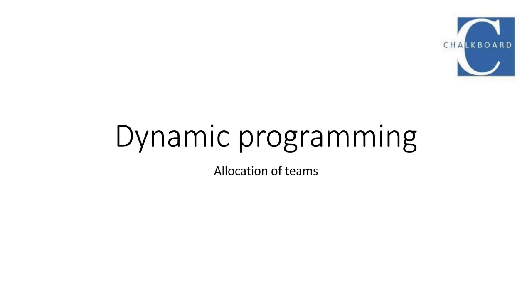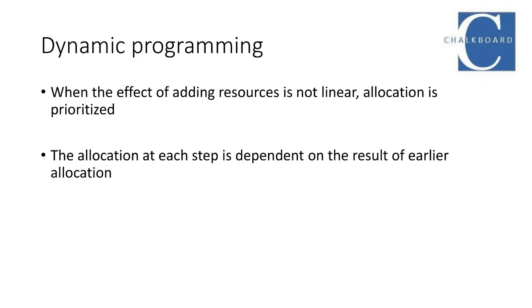One of the most common applications of dynamic programming is in allocating resources to teams, and that is what we will cover today. In linear programming, the entire solution can be arrived at in one step. However, it fails when the increase in outcome is not linearly proportional to the resources deployed.